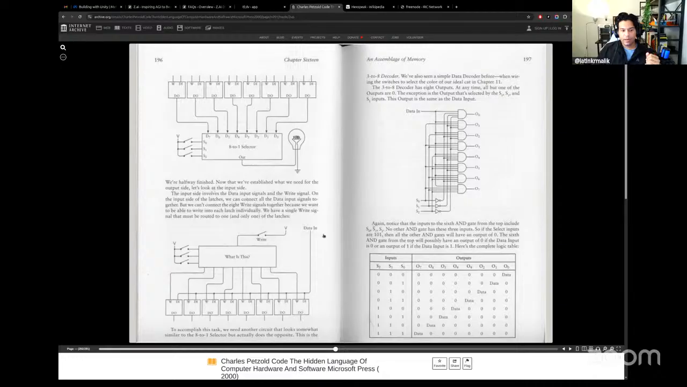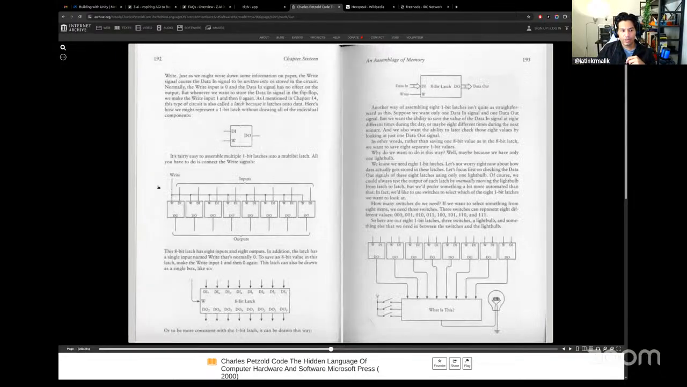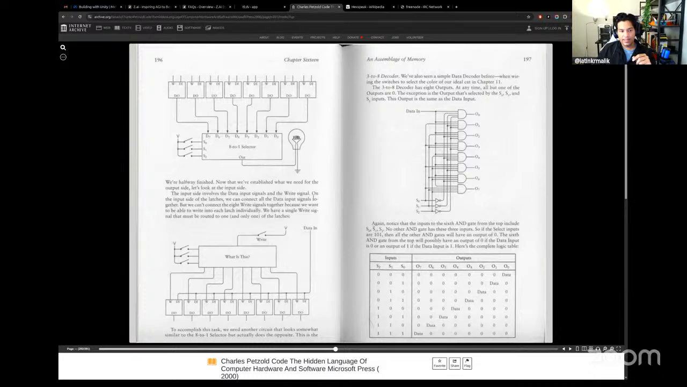The input side involves the data input signal and the write signal. On the input side of the latches, we can connect all the data input signals together, but we cannot connect the 8 write signals together, because we want to be able to write into each latch individually. In the case of the 8-bit latch, our write signal was common because when we hit write, we wanted all 8 bits to be stored. But in this case they are all independent, because I want to store each bit independently.